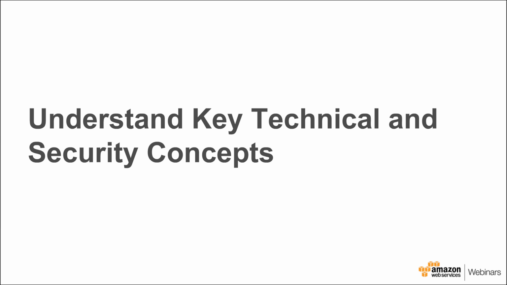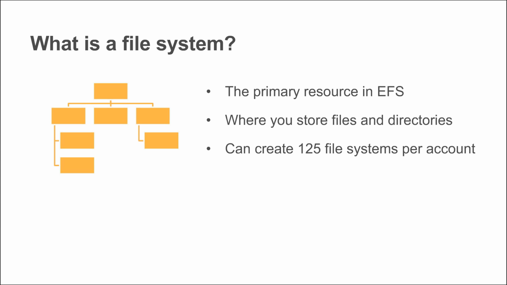Okay, so let's get into some of the technical concepts. And let me start off with a definition. File system, which is the basic resource that you create with EFS. It's the primary resource, and that's where you store your files and your directories. And you can create up to 125 file systems per account.